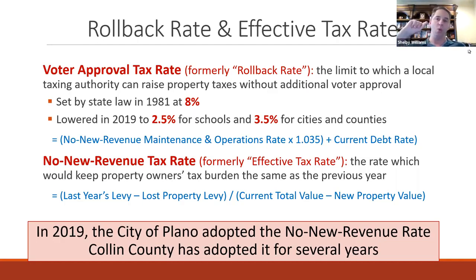somebody's property value on one side of Plano may have gone up a little. Somebody's property value on another side of Plano may have gone down. So your mileage may vary. You may get a little bit of a tax increase under the no new revenue rate. You may get a little bit of a cut, or it may stay exactly the same. But in general, across the territory, the no new revenue tax rate means property taxes are not going up. And you've got the calculation down there as well.